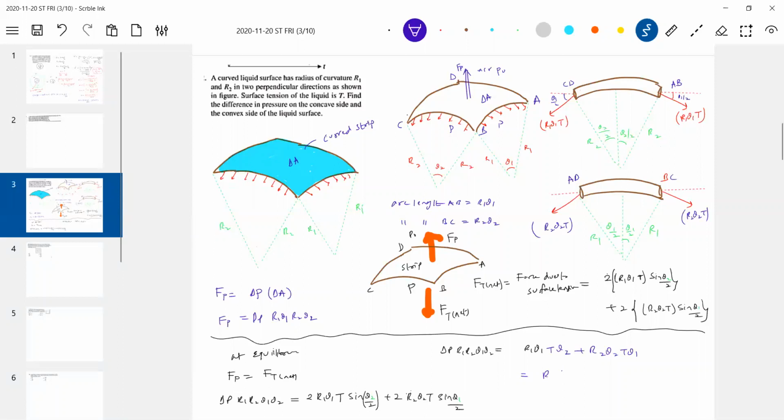theta 1 theta 2. Let me take common. So R1 plus R2. So here theta 1 theta 2 will get eliminated. So delta P R1 R2. So what is delta P is equal to R1 plus R2 T by R1 R2.